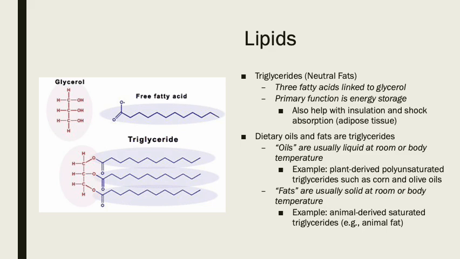Dietary oils are triglycerides, and when we think about these oils, they are usually liquid at room temperature. So olive oil, vegetable oil, those things are liquid at room temperature, but fats are solid at room temperature, which is fats from like steak. If you cut fat off a steak, it's going to be a solid. It's not going to be liquid. So you can get your triglycerides from your oils and fats. And just remember the oils are liquid and fats are solid at room temperature.